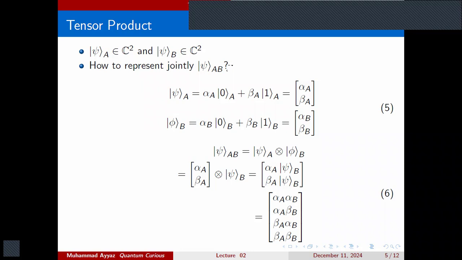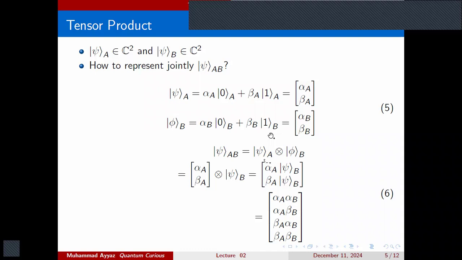Similarly, we have phi B vector, and it could be written as the superposed state of 0 and 1, and we have complex amplitudes alpha B and beta B, and it can also be written in column vector form. So the tensor product gives us the joint state of these two different states, from two different elements of two different Hilbert spaces.